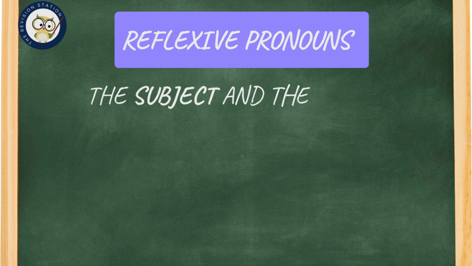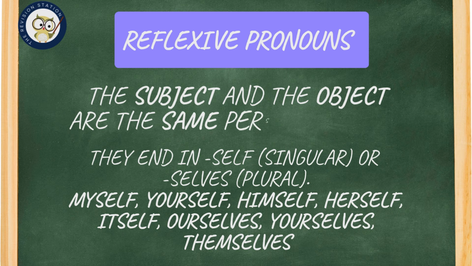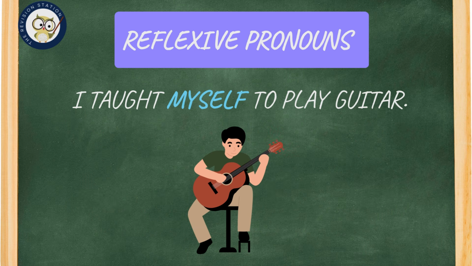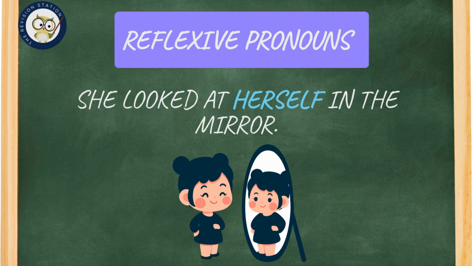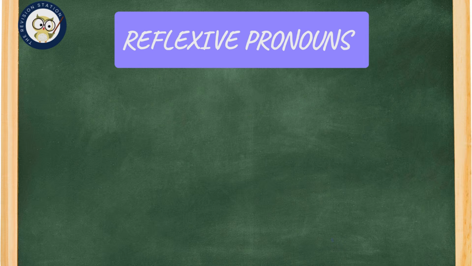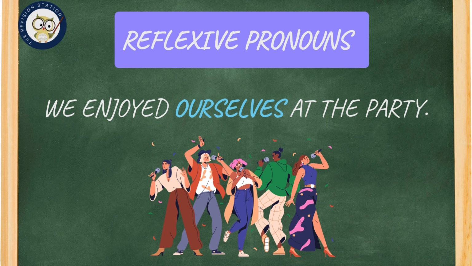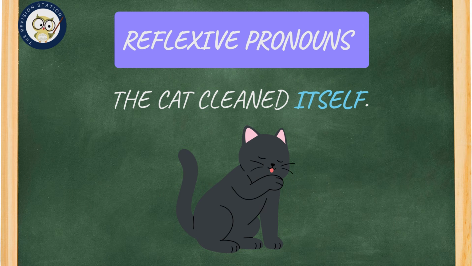Reflexive pronouns show that the subject and the object are the same person or thing. I taught myself to play guitar. She looked at herself in the mirror. We enjoyed ourselves at the party. The cat cleaned itself.